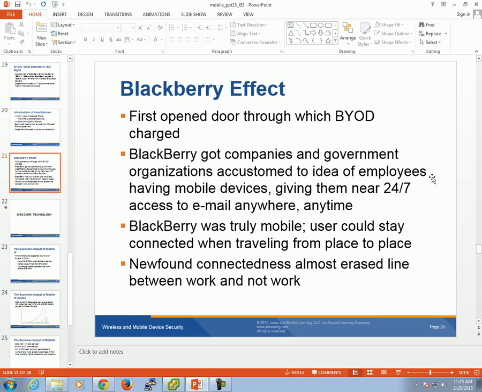Okay. But this is a big issue right here. They say here, first, open the door to bring your own device. BlackBerry did. What happened is, companies started buying the BlackBerries for people, like I said, the military, and a lot of people got that. I had my own, but a lot of companies do them. But read the second bullet here: it gave them 24/7 access to email.